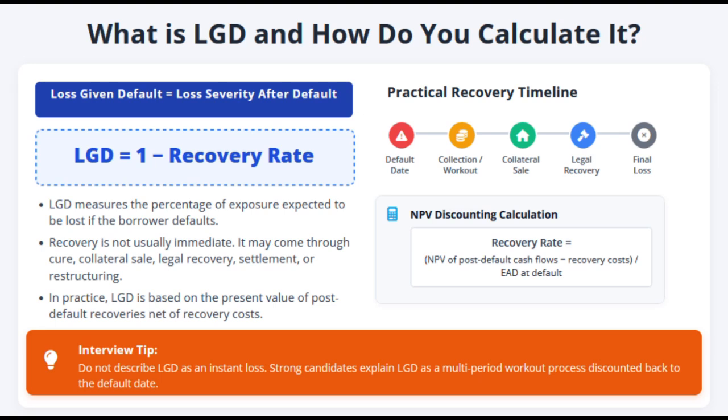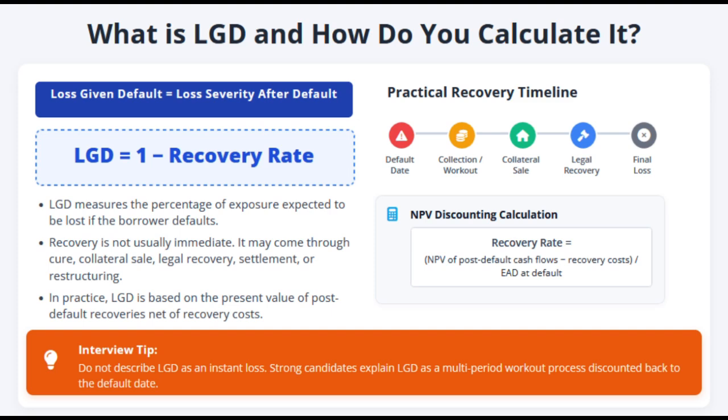Now let me give you the most common LGD interview questions and how to answer them confidently. So, what is LGD and how would you calculate it? I am pretty sure you can explain this to the interviewer in detail, right? But do not describe LGD as an instant loss. Strong candidates explain LGD as a multi-period workout process, discounted back to the default date.